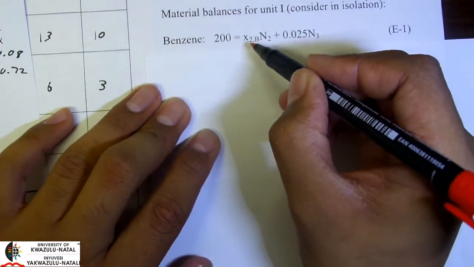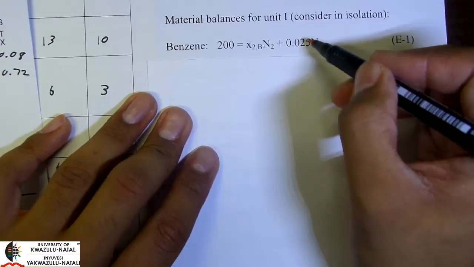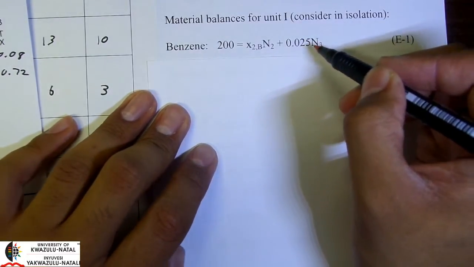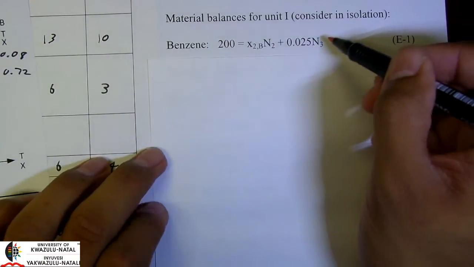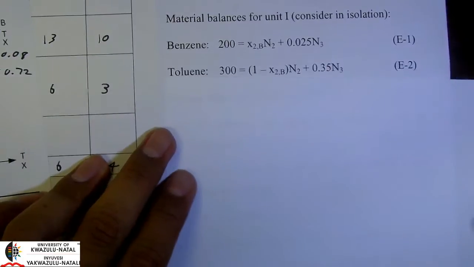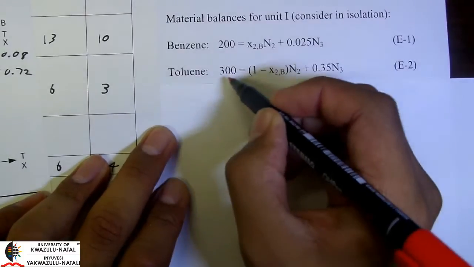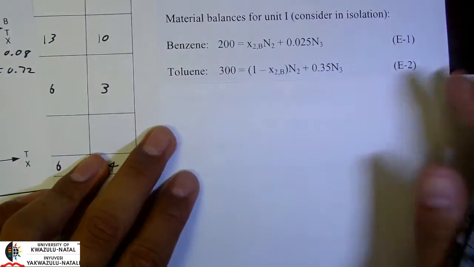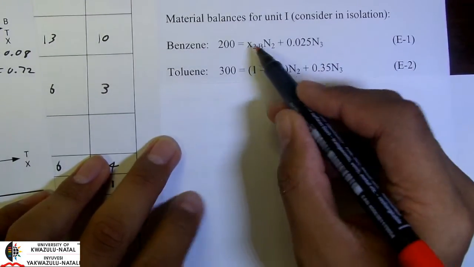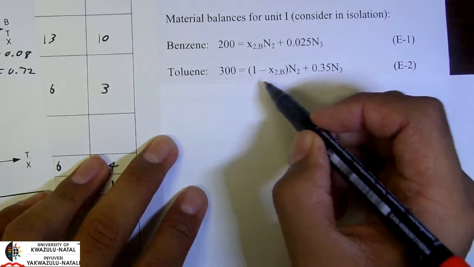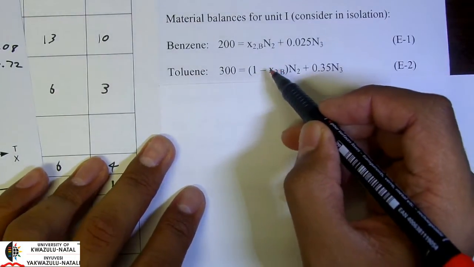So we have the mole fraction X2B times your moles for your overhead, plus the mole fraction X3B, which is equal to 0.025, times the molar flow rate N3, which we currently do not know. We can write out similar balances for toluene, 300 of toluene coming in, and the following coming out. We are expressing our toluene mole fraction in terms of our benzene mole fraction, because that is the dependent variable in this case.